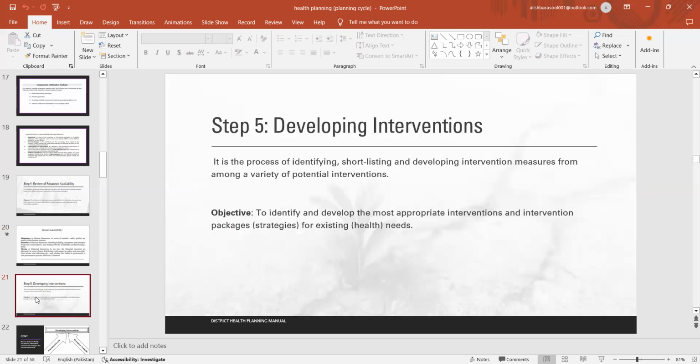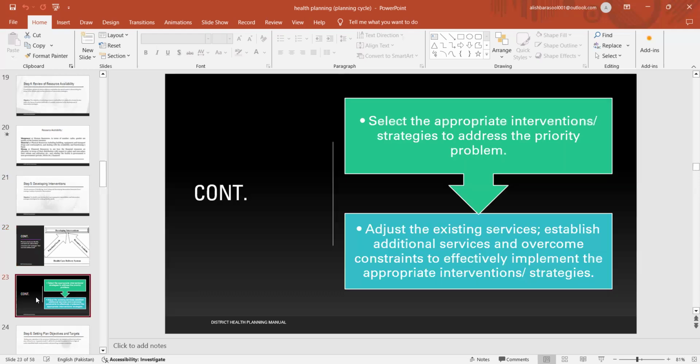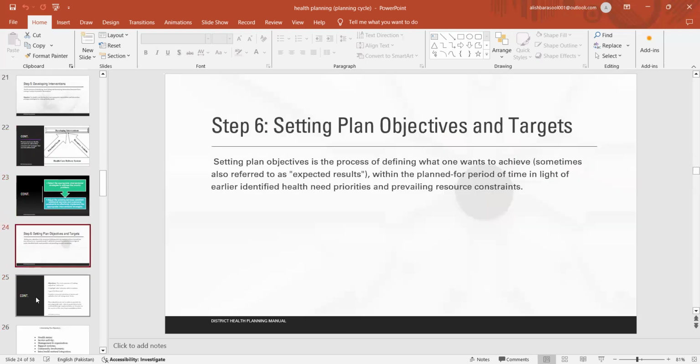Step 5, developing the intervention. It is the process of identifying, shortlisting, developing intervention measures from among a variety of potential interventions to identify and develop the most appropriate interventions and intervention packages for the existing health needs. Planners shall now identify and work out intervention measures and packages that can best address both. Select the appropriate intervention strategies to address the problem priority, adjust the existing services, establish additional services, and overcome the constraints to effectively implement the appropriate interventions and strategies.